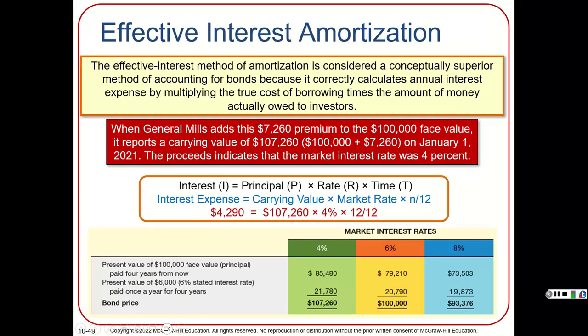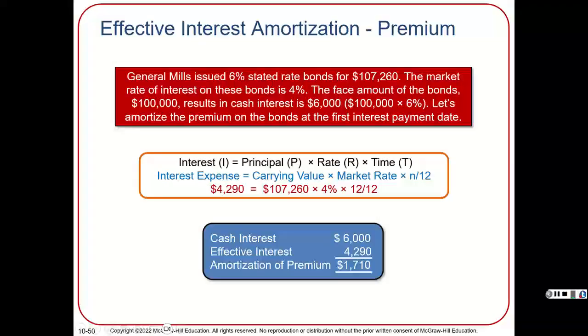So the present value of $100,000 paid 4 years from now, plus the present value of $6,000, the 6% stated interest rate, paid once a year for 4 years, gives you the bond price. So the market interest rates could be the 4, the 6, and the 8. Let's see how it changes the transaction. You have your cash interest of $6,000, your effective interest of $42.90. So your amortization of the premium is $17.10.